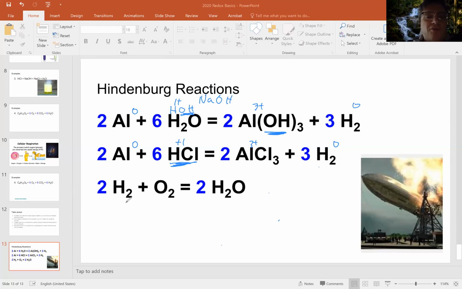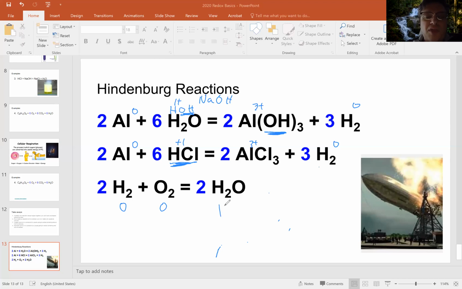Okay, if we look at the last reaction, this is the actual explosion reaction where you have hydrogen gas reacting with oxygen, exploding and making water vapor. In both cases, we have pure hydrogen, the element, and pure oxygen gas, the element of oxygen. So 0 oxidation number or charge on either of those.